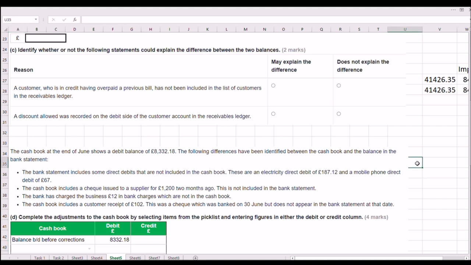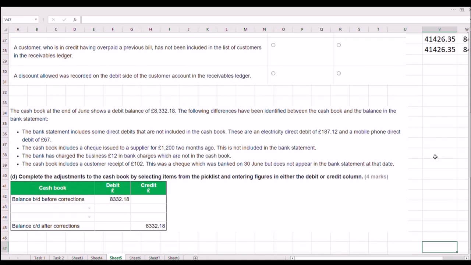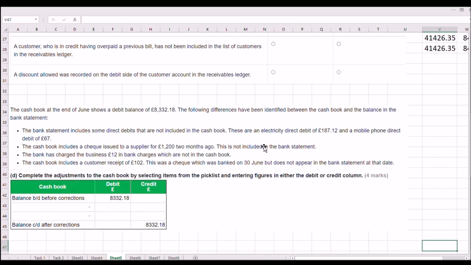Right, okay, so the cash book at the end of June shows a debit balance of 8332.11, and the following differences have been entered. We mentioned cash book and bank statement, which means we're going to be into a bank reconciliation. We've got the four-step method in here. So we've got the bank statement including some direct debits. Basically that's step three, where we're adjusting the cash book. And when you've got things in the cash book that aren't in the bank statement, those go into the bank reconciliation.